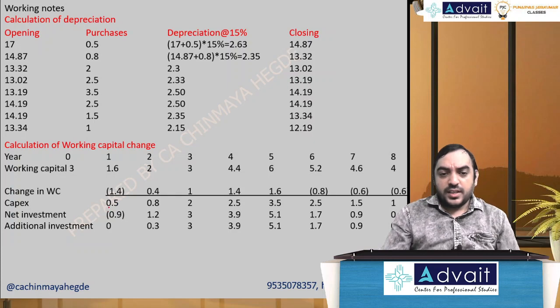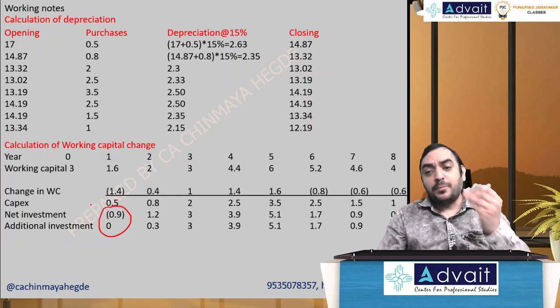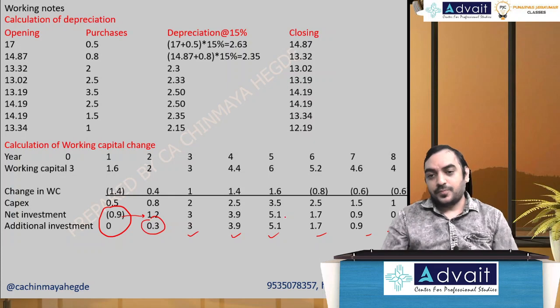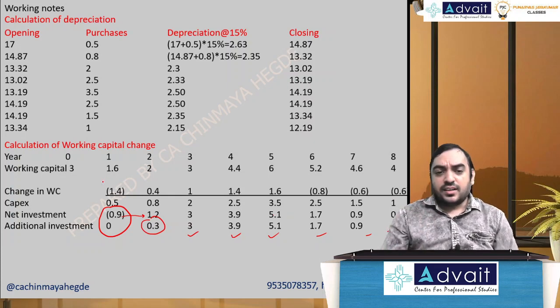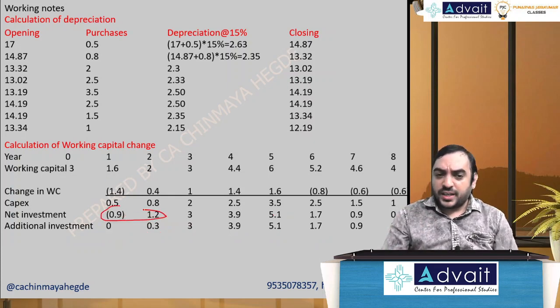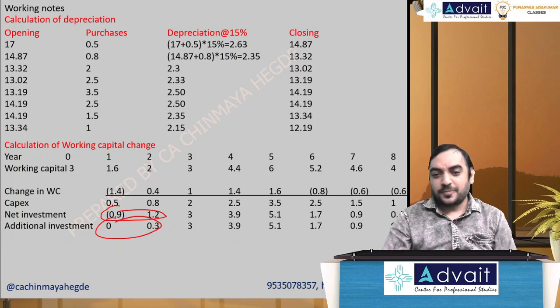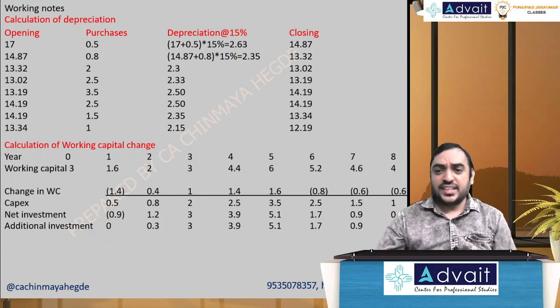Only this part, even though it is minus 0.9, I'm making it as 0. And this 0.9 I'm adjusting here, so this becomes 0.3. Rest are all amounts remaining same. See, effectively this 1.2 minus 0.9 becomes 0.3 only. Only time value of money will change, that's all. I hope this is easier to understand.